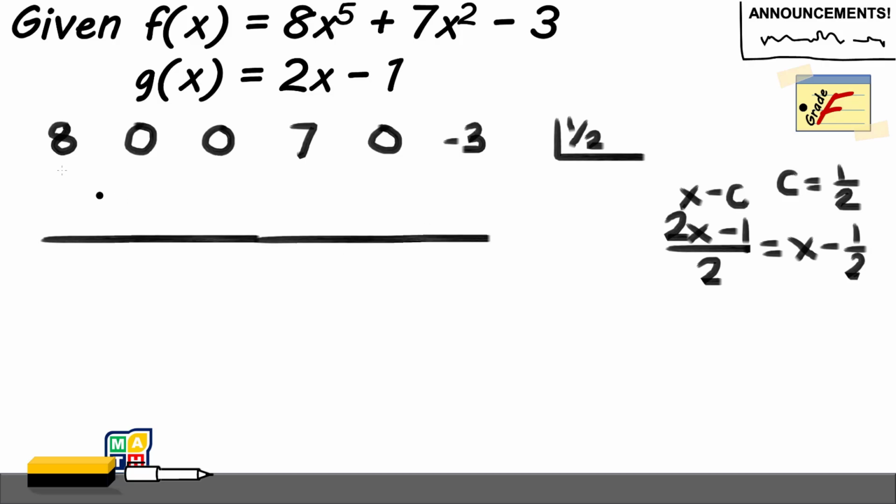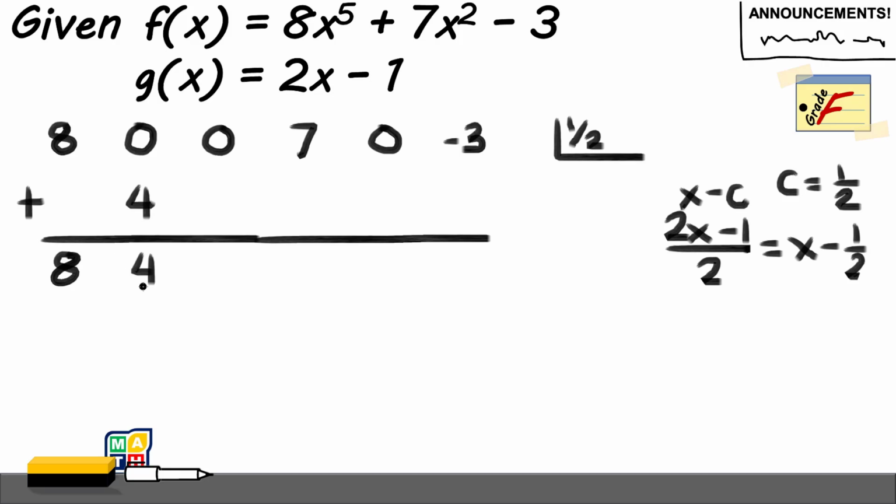Now that we are done with the coefficients, let's start with the actual process. First step is to bring down the first coefficient, 8. Next is to multiply this 8 by your c coefficient of 1 half. So 8 times 1 half, please don't forget your fractions, is equal to 4. And then you're going to add the coefficients. 0 plus 4, that's 4 here.